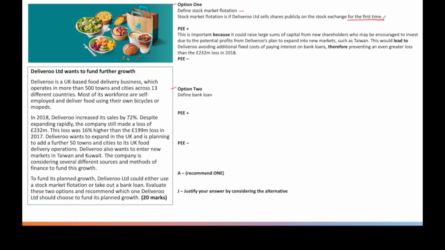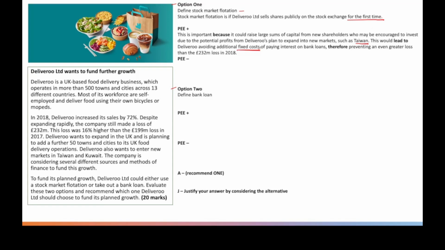From Deliveroo's plans to expand into new markets such as Taiwan, okay, isn't the 50 stores, 50 towns, sorry, that they're thinking about, but this might be one of the reasons behind people buying shares. Okay, so it's absolutely relevant for this to be in there at the moment. This would lead to Deliveroo avoiding additional fixed costs, yeah, of paying interest on bank loans.